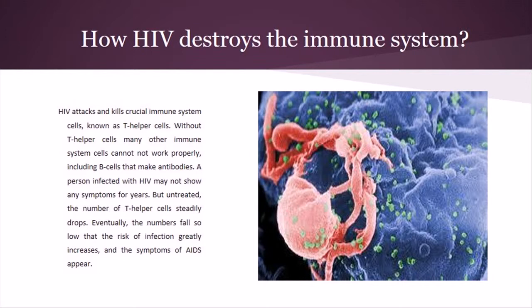How HIV destroys the immune system. HIV attacks and kills crucial immune system cells, known as T helper cells. Without T helper cells, many other immune system cells cannot work properly, including B cells that make antibodies. A person infected with HIV may not show any symptoms for years, but untreated, the number of T helper cells steadily drops. Eventually, the numbers fall so low that the risk of infection greatly increases, and the symptoms of AIDS appear.